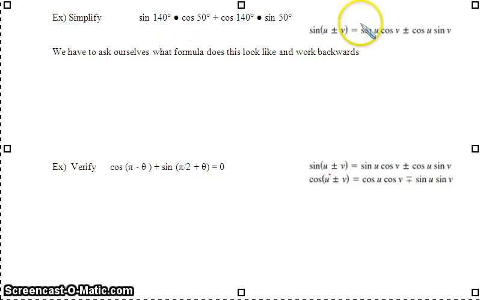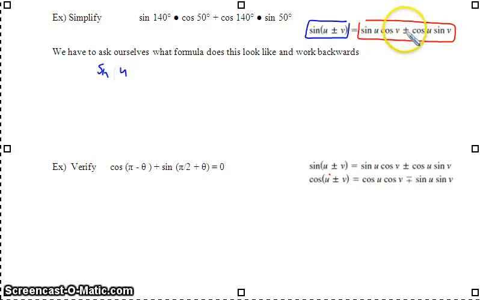We're going to be given this portion of the formula, the sine of some angle times the cosine of some angle plus cosine of some angle times the sine of some angle. So we're given this portion with the plus sign, so that means we're going to use the top one. And we're going to have to figure out this portion of it. So I know my answer is going to be the sine of u, and since I used the plus sign, the top sign, I have to use the plus sign. So that's going to be my answer. I just have to figure out what u and v are.